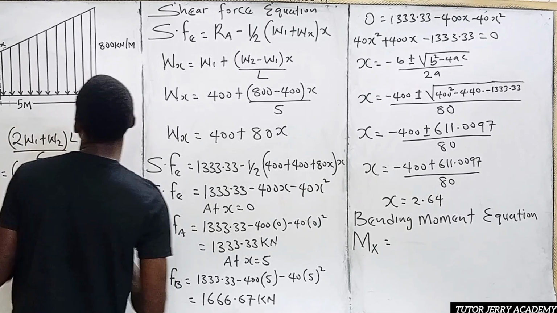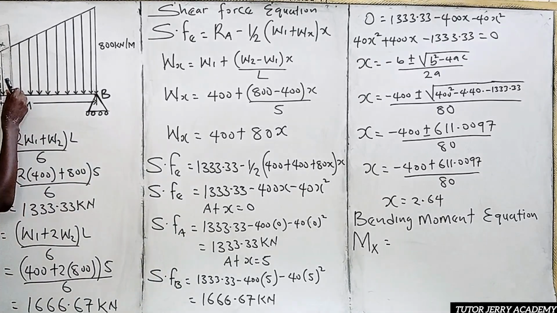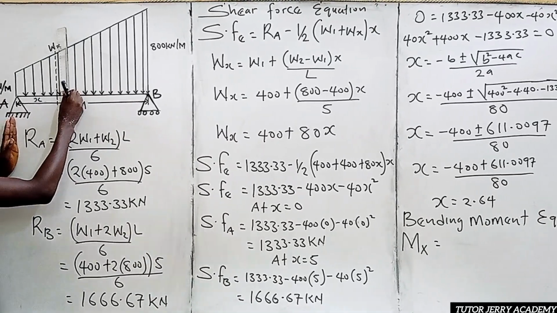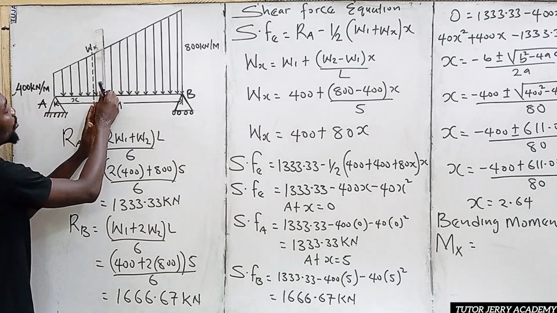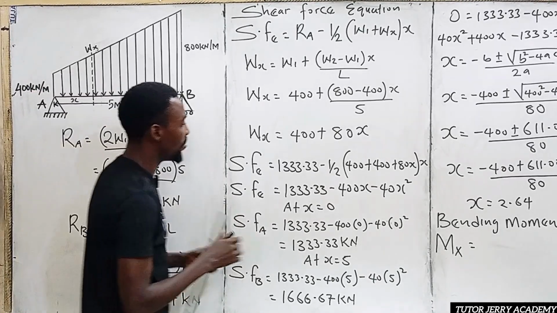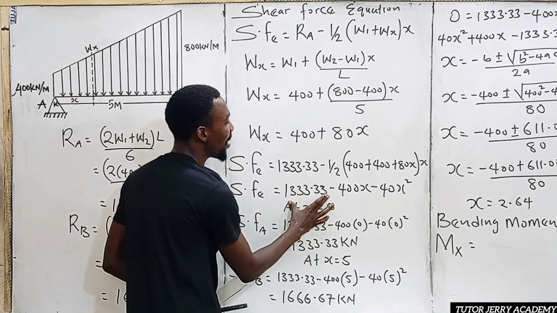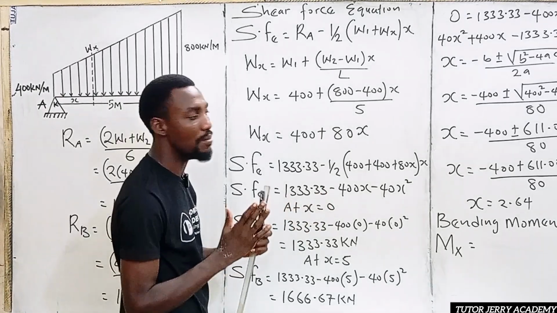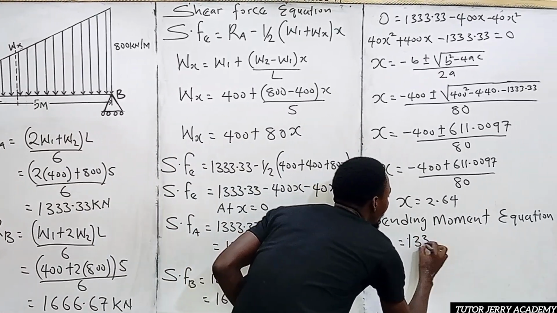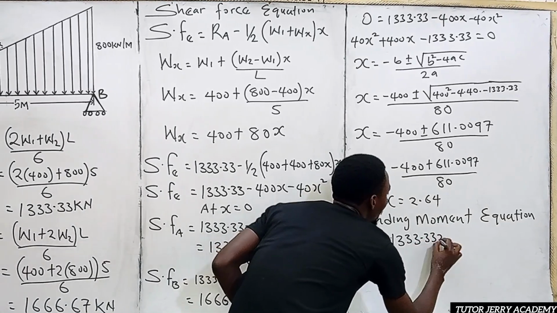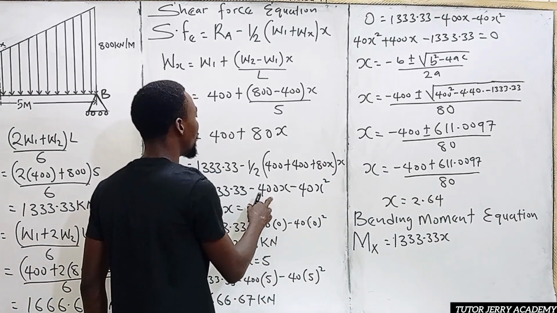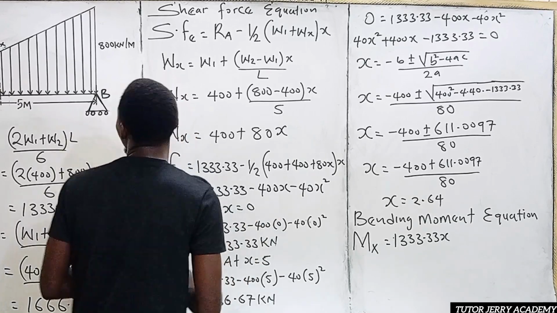All right. So now if you section this beam at this side like this, and we have our reaction A here. If you take our moment towards this side, it's going to be reaction A multiplied by S. So it means we are going to multiply what we have here by S for us to get the moment at that point. So we are going to have this to be 1333.33 S. All right. Then we have minus 400 S.